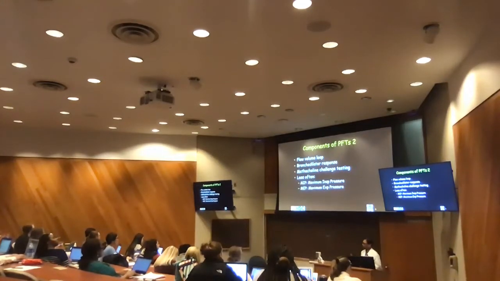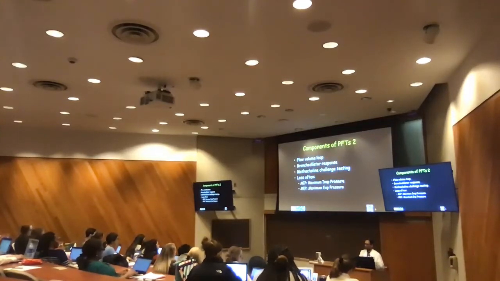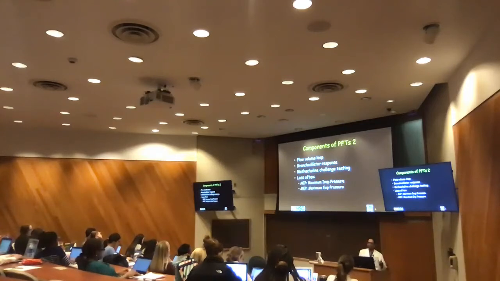Less often, we measure the maximum inspiratory pressure these patients can generate, and the maximum expiratory pressure. We do this often to assess neuromuscular strength or neuromuscular weakness. So for MIP, what is your most dominant inspiratory muscle? The diaphragm. So if patients may have diaphragmatic paralysis or diaphragmatic weakness, we do that MIP.